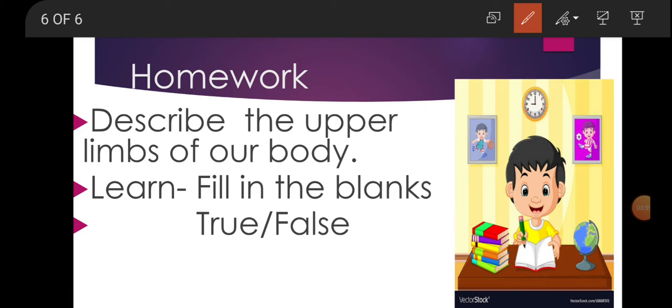Now it's time for homework. Write this question in your notebook: describe the upper limbs of our body. And also learn the fill in the blanks and true false of this chapter.